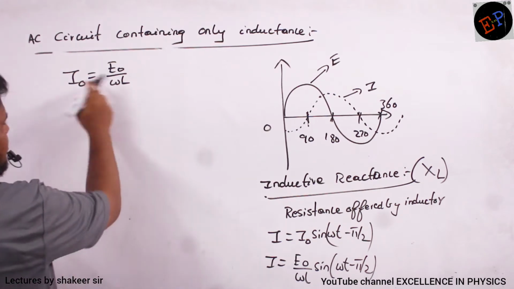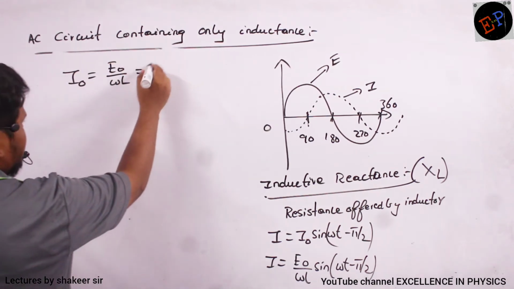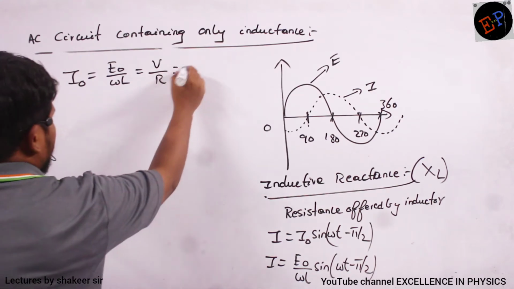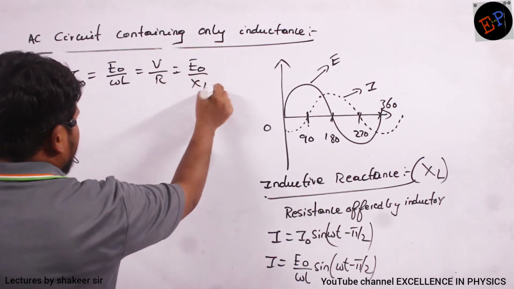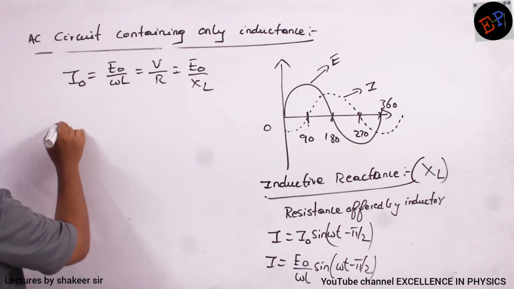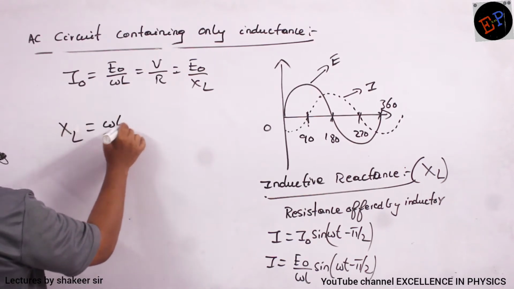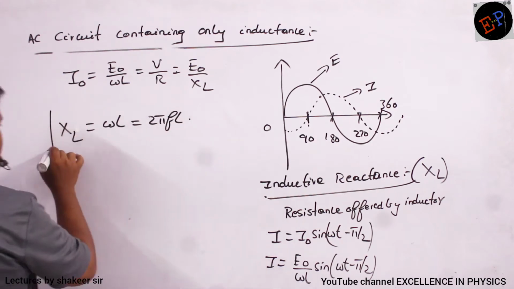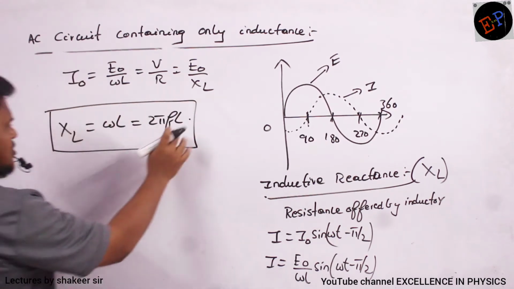Now this is just of the form I is equal to V by R. So I can write E naught divided by XL. Now what is XL? XL is nothing but omega L, or you can write 2 pi f L. So this XL is called the resistance offered by the inductor.